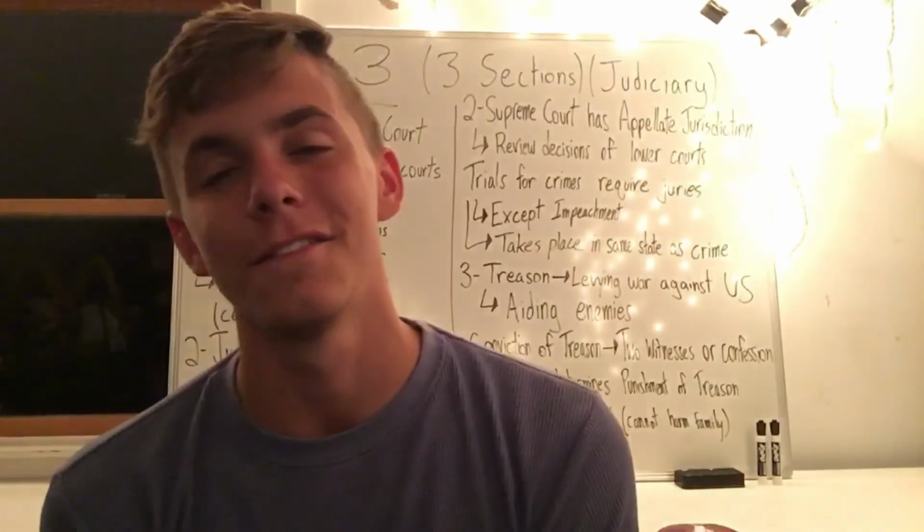Now, Congress determines the punishment for treason, but there are certain exceptions to this rule, like corruption of blood, which means you can't harm the family members of the person convicted. And that's pretty much it for Article 3 of the Constitution.